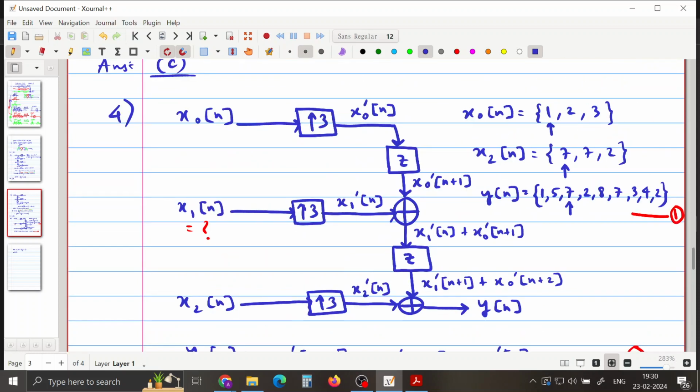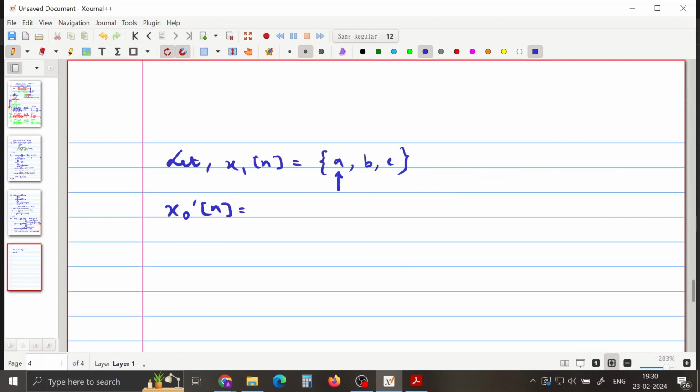So I'm going step by step. First x naught prime of n. By the property of the upsampler, in the sequence 1 2 3 it will introduce two zeros between every sample. Between 1 and 2, two zeros got introduced. Similarly, between 2 and 3, we will have two zeros. And the origin stays at this position. This is x naught prime of n.